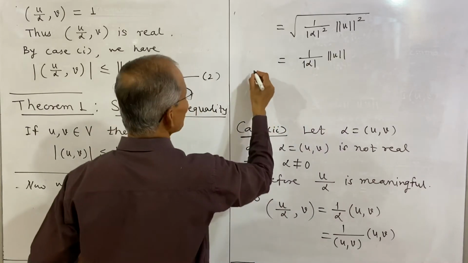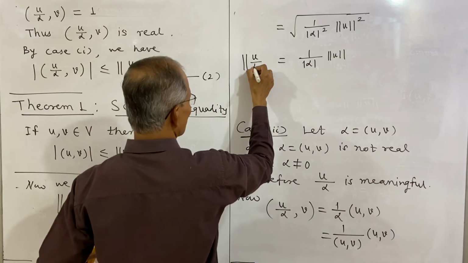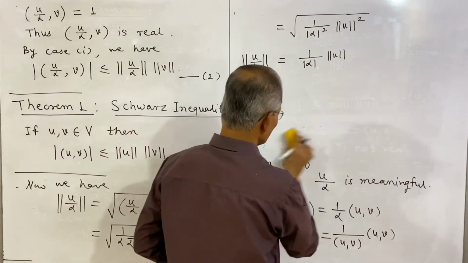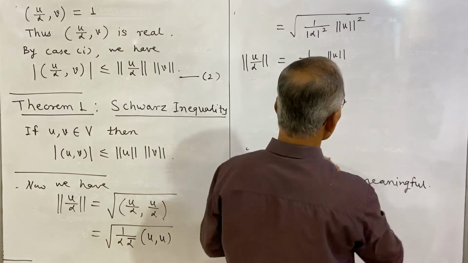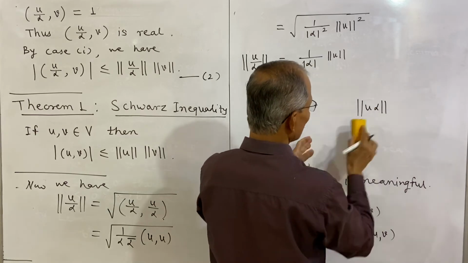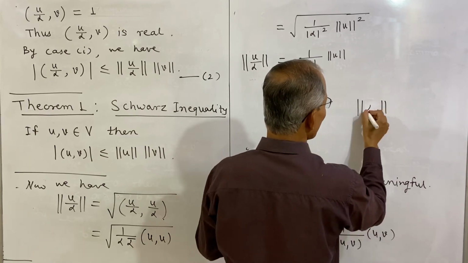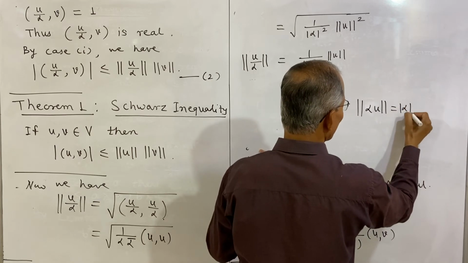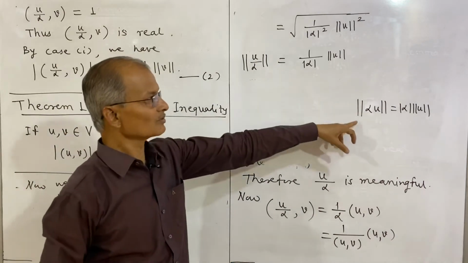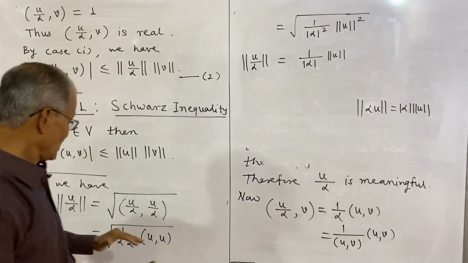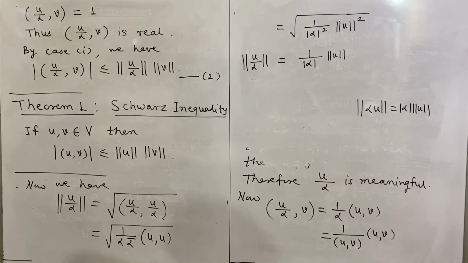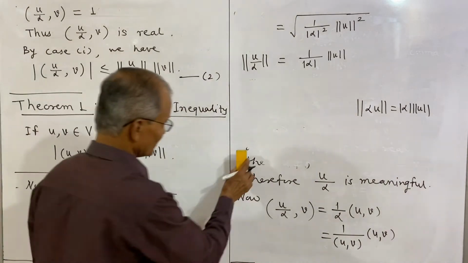Actually, this result we have proved as the first corollary. What was that corollary? The norm of alpha into u is equal to mod alpha into norm u. In place of alpha, here it is 1 upon alpha. So it is the same result, but we have proved it independently. Now we use it here, and then we will get this.